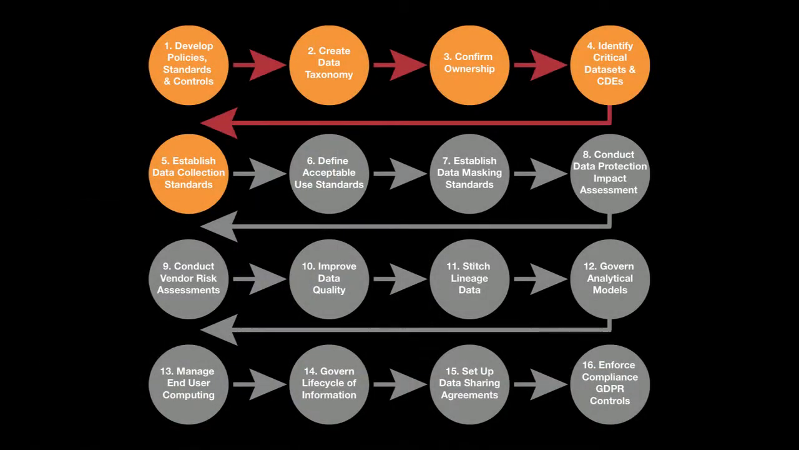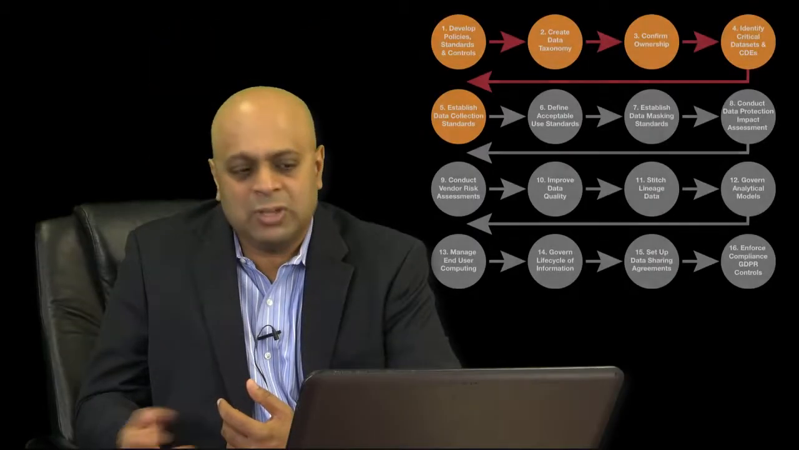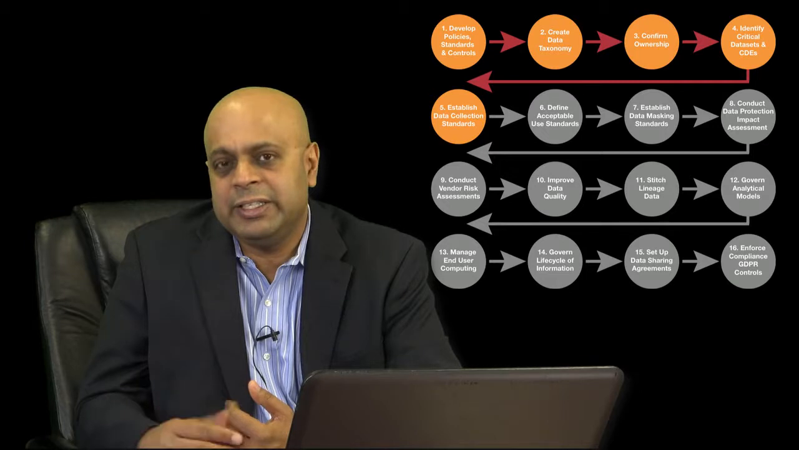Step number five is establish data collection standards. So the GDPR, as well as a lot of the other data sovereignty laws, really deal with what is called informed consent and lawful use. So once again, you could use Collibra workflows to operationalize these data collection standards. So if you're bringing in new data into your environment, you need to make sure there's a workflow with sign off from the business as well as legal and the privacy professionals.